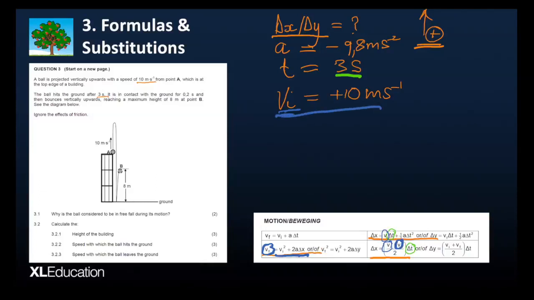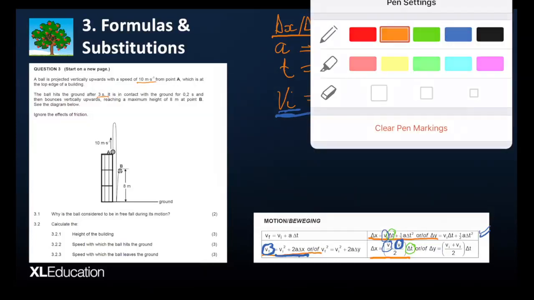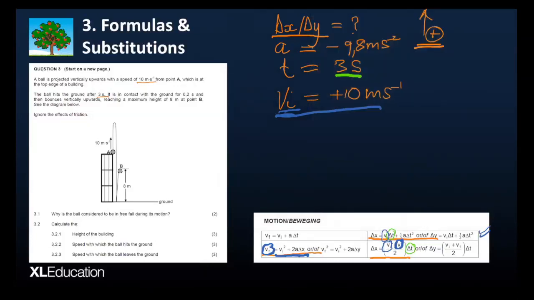So that leads us to say our best equation is this one. Now, after choosing your best equation, you need to write down your equation so that you get the first mark for copying the formula correctly from the formula sheet. So in this case now, we are going to say 3.2.1. Then you copy the formula as it is.